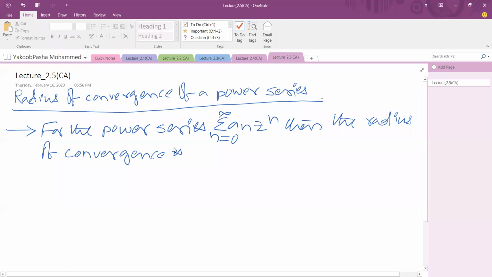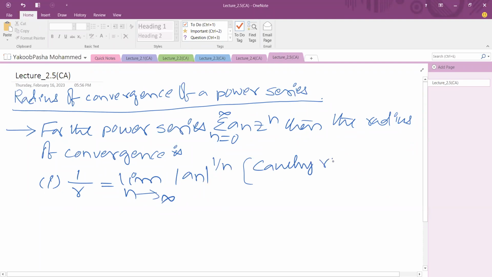Mostly we can use only the Cauchy-Hadamard formula and the D'Alembert ratio test. Of course, we can use the Cauchy root test also. First formula: R is the radius of convergence. Then we take the reciprocal value, 1/R. 1/R is equal to the limit as n tends to infinity of the modulus of a_n to the power 1/n. This formula is the Cauchy root test.